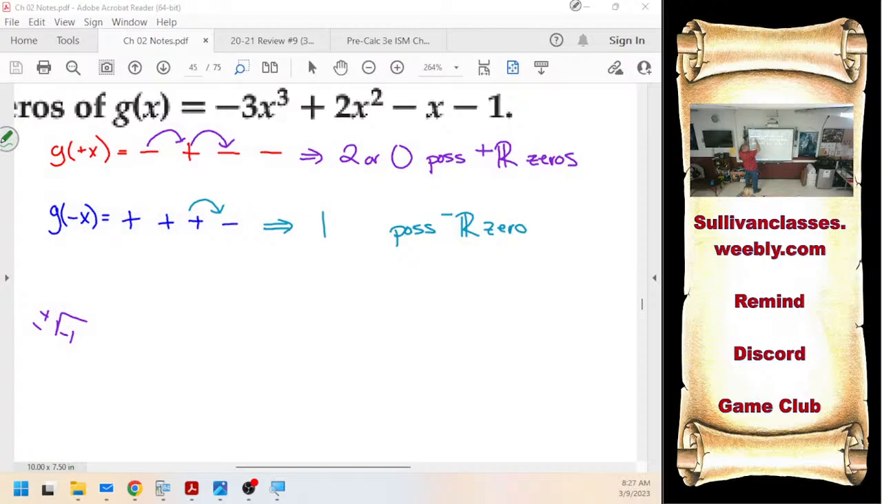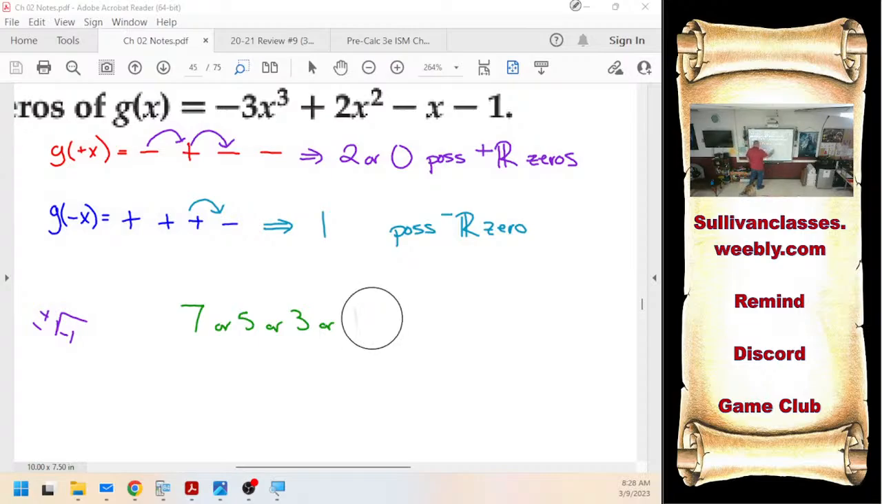Say I had a big honkin' long polynomial and I saw 7 sign changes. I wouldn't just say there's 7 possible positive or negative real zeros. I would say 7 or 5 or 3 or 1. I don't go to 0 because that's not down a pair of zeros. Okay? So whatever I get from this sign change business, I have to remember to always go down in pairs.